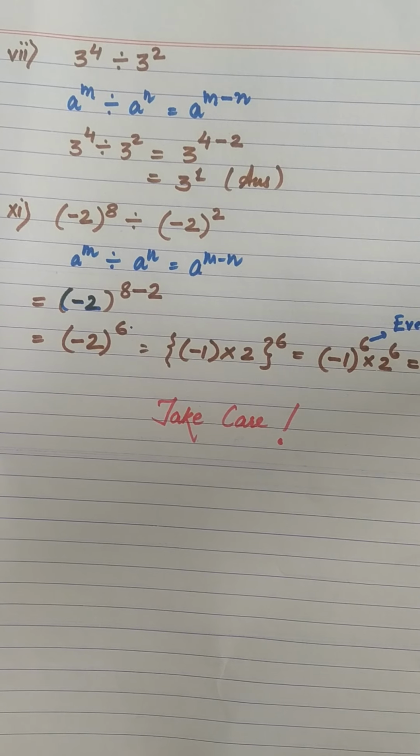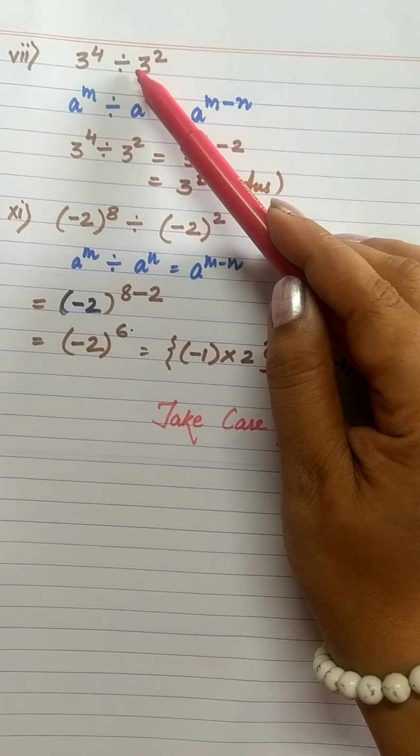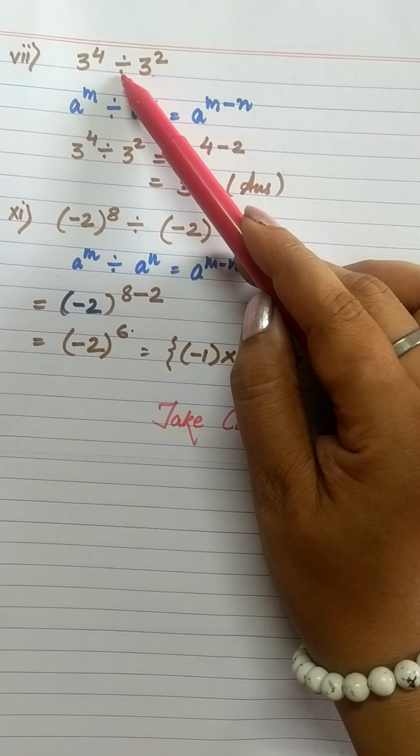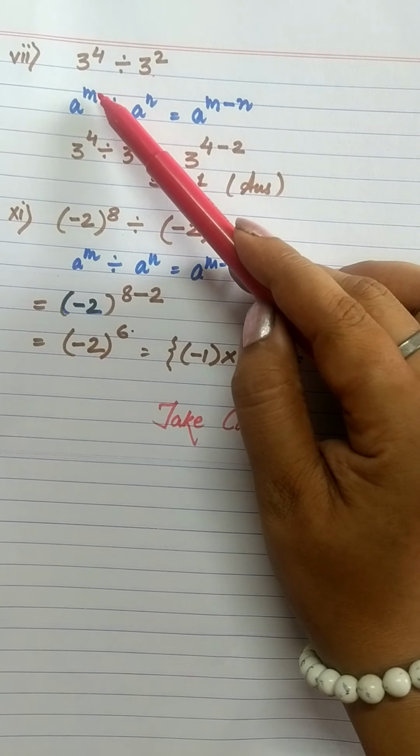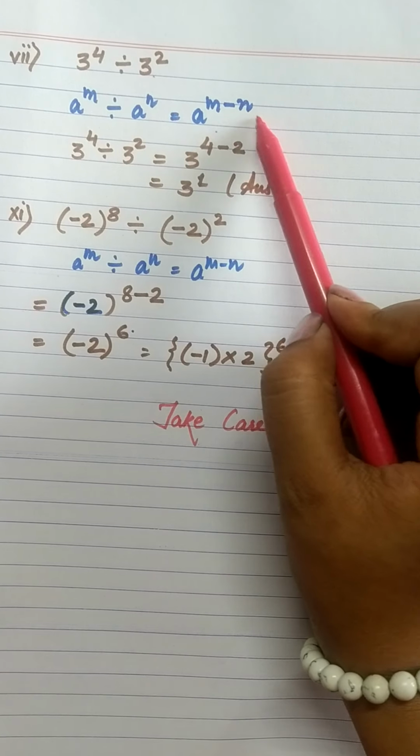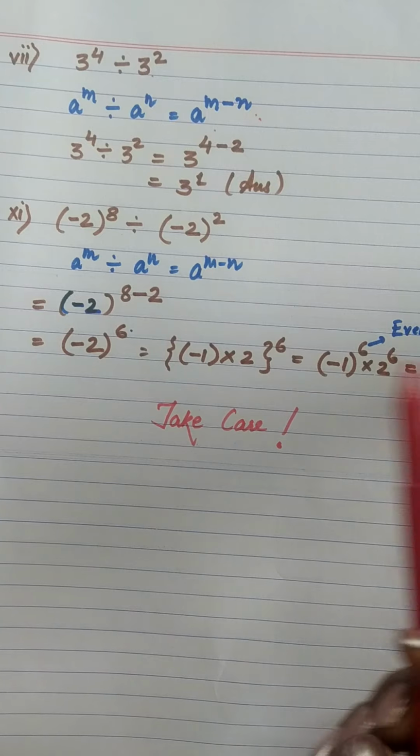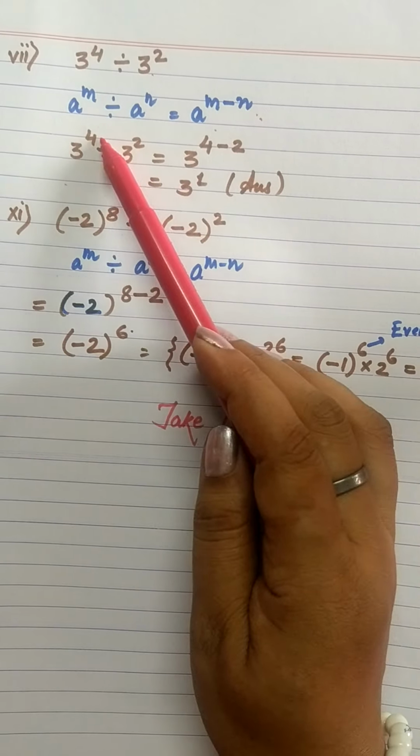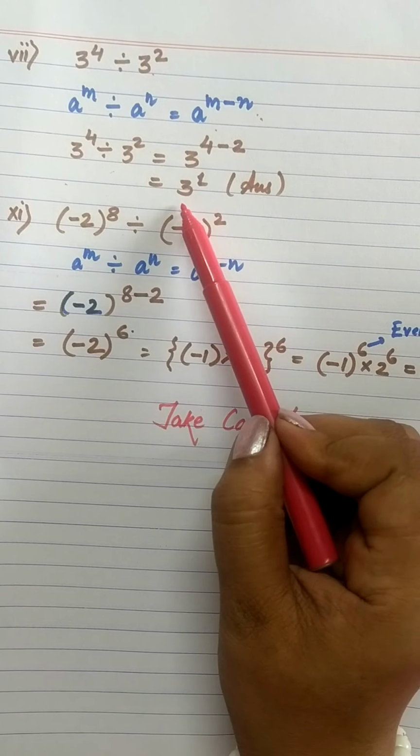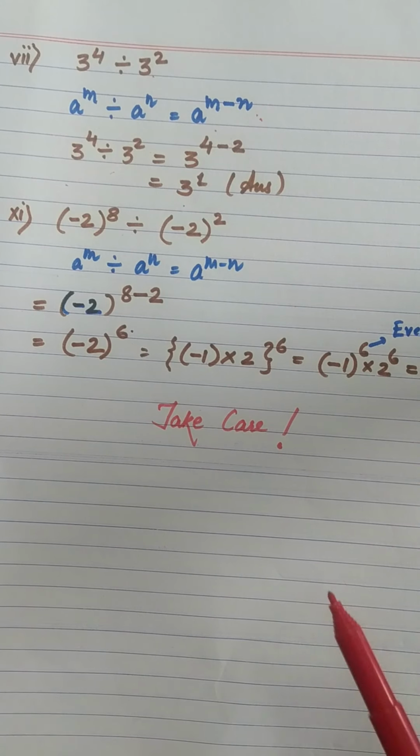Next bit, 7th bit. 3 to the power 4 divided by 3 to the power 2. Children, here the base is same and we have a division sign in between. So a to the power m divided by a to the power n will give you a to the power m minus n. You know that we subtract the powers. So 3 to the power 4 divided by 3 to the power 2 will give you 3 to the power 4 minus 2, that is 3 to the power 1.